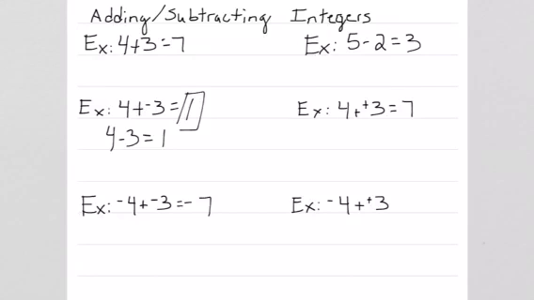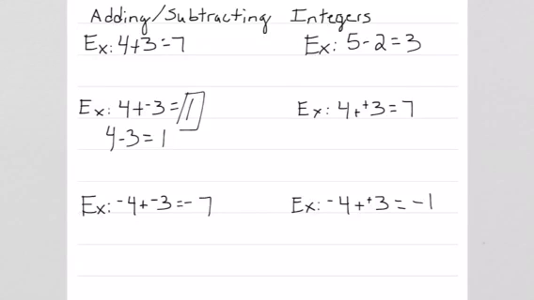One way is to kind of treat it like money. Anytime you have a negative number, think of it as owing somebody money. So you owe somebody $4, but then you only have 3. And so if you give them that 3, well, you still owe them 1. So -4 plus 3 is -1.